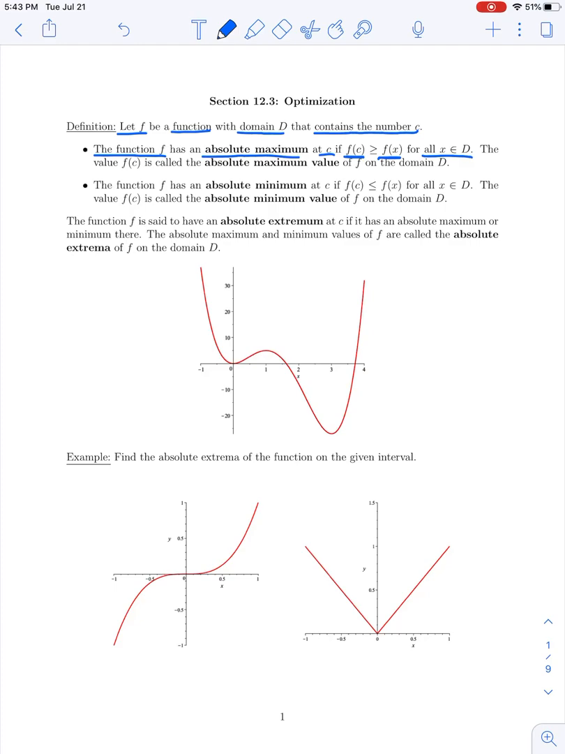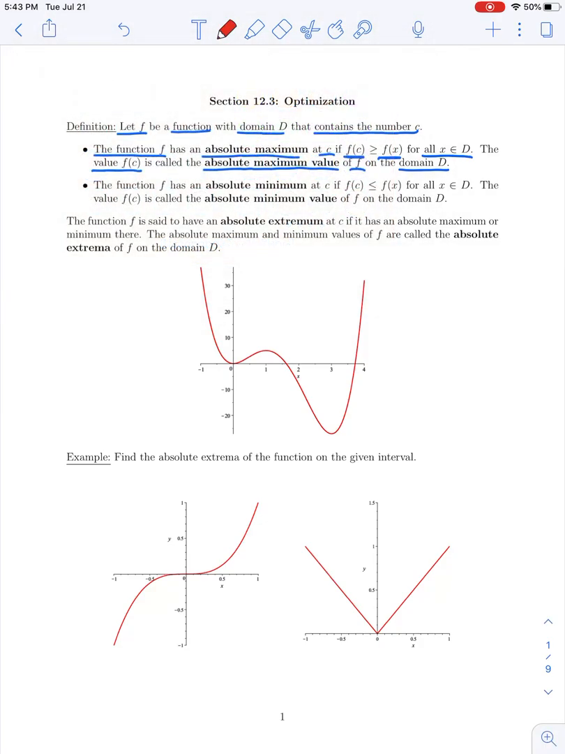So that is, if the largest value of the function over the entire domain is at x equals c, then we say the function f has an absolute maximum at c. And the value of the function f of c is called the absolute maximum value of the function f on the domain D. So the actual value of the function at that point is called the absolute maximum value.